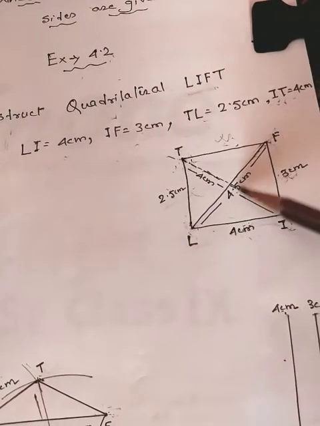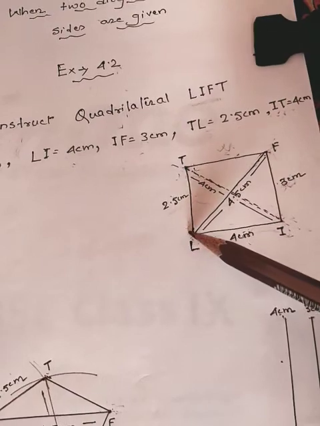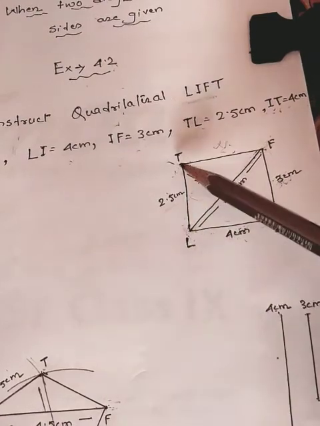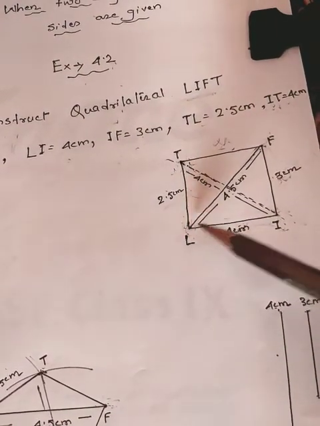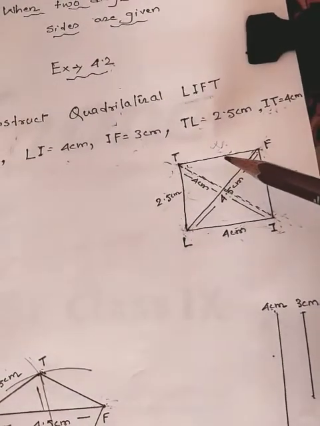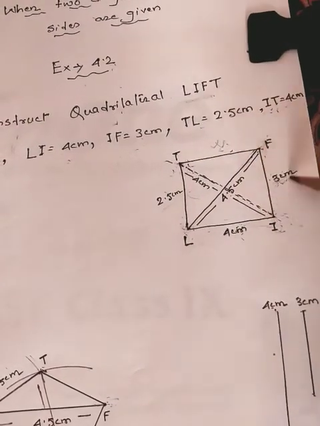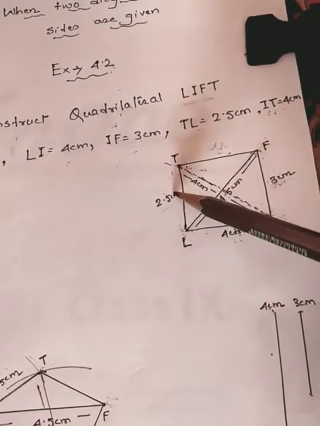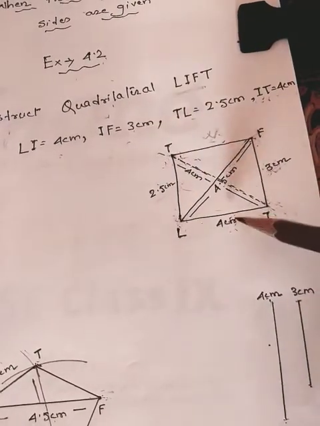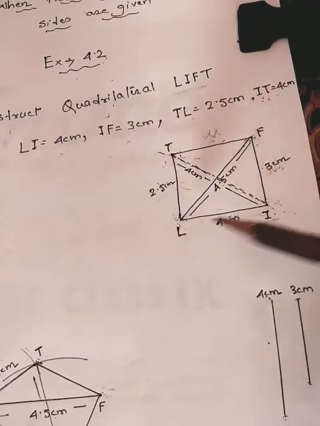Now students, you have to decide that this whole quadrilateral is a combination of two triangles. If I'm taking this particular diagonal, then there are two triangles. This is the triangle LTF, and the other triangle is LIF, very similar to the previous one. Now in this triangle the dimensions of two sides are given, but in the above triangle the dimension of only one side is given and the other side is not. So you have to choose the triangle where the dimensions are given, and draw this triangle first. So how to draw this?